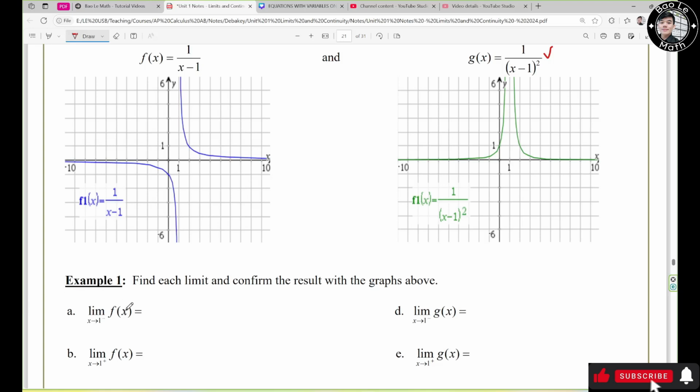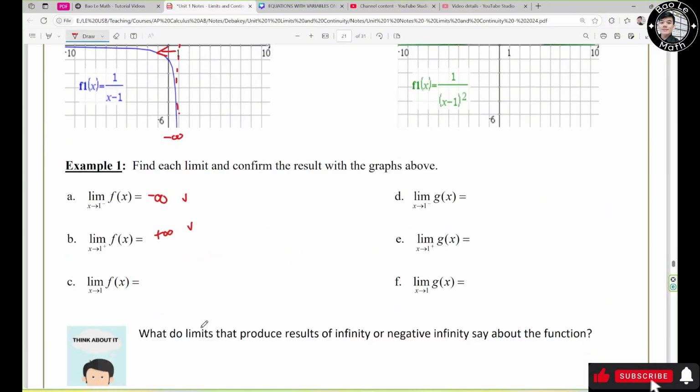Now, limit of f of x when x approaches 1 minus, right? You see the vertical asymptote right here. And 1 minus, which means 1 from the left, right? So it's going to be negative infinity, right? Second one, limit of f of x when x approaches 1 plus, which means 1 from the right, right? So it's going to be positive infinity, right? Now, since these are different, then limit of f of x when x approaches 1 does not exist, right?